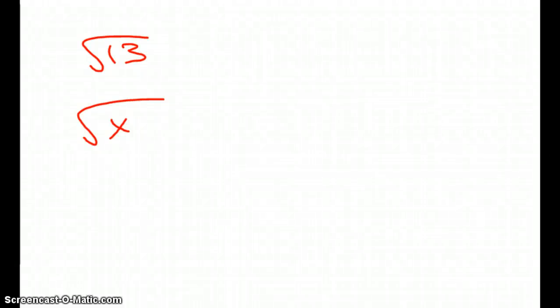Lesson 35, starting on page 160. Dealing with fractional exponents. All right, so up there we've got square root of 13, square root of x.